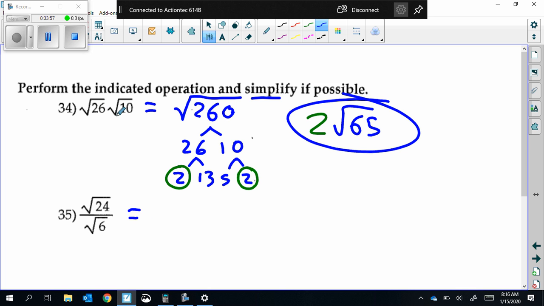Just like here, we multiplied the numbers. Here we can divide the numbers. 24 divided by 6. That's 4. And then we have a square root of 4. The square root of 4 is 2. Final answer. That's it.